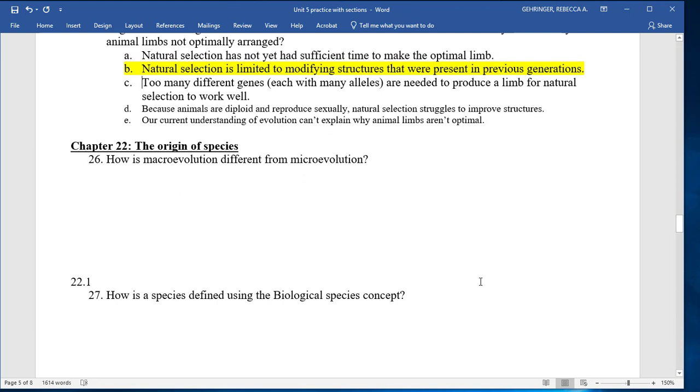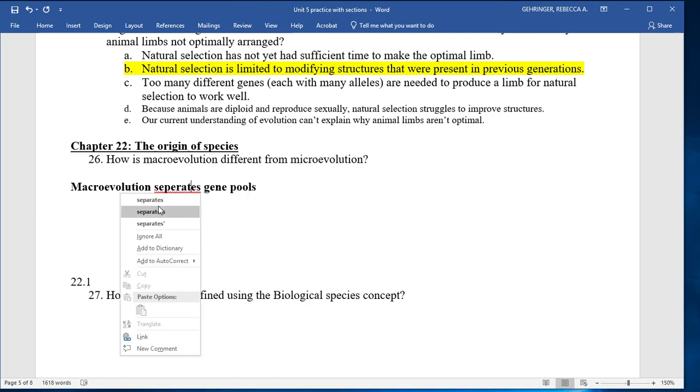All right, so 26, how is macroevolution different from microevolution? So we said micro is small scale, macro is big scale. What would that be in terms of evolution, though? So big scale in terms of evolution is creating new species. So macroevolution is evolution that leads to speciation, which is just the word for creation of new species. So macroevolution separates gene pools and leads to speciation.